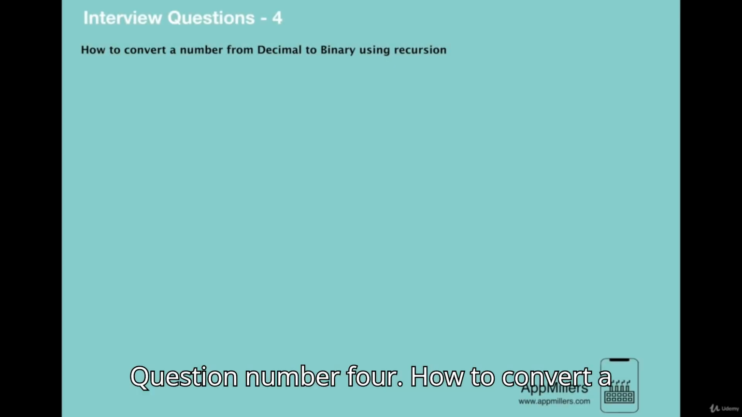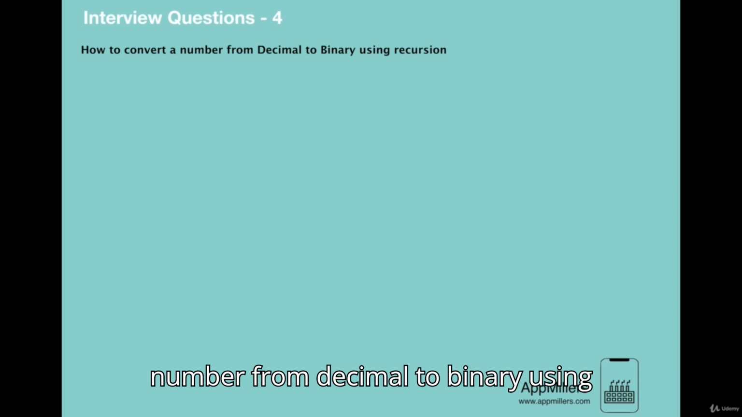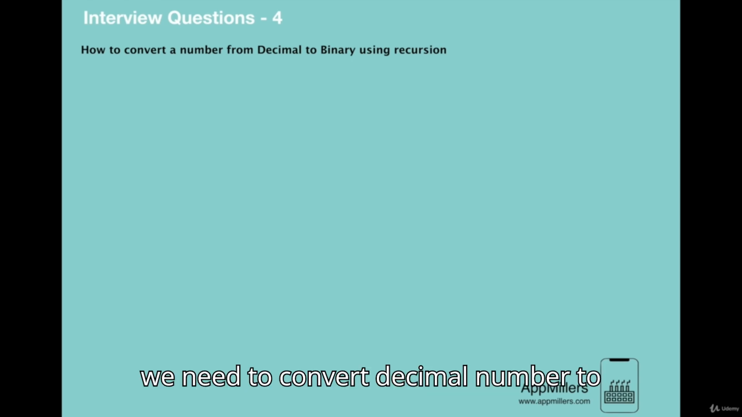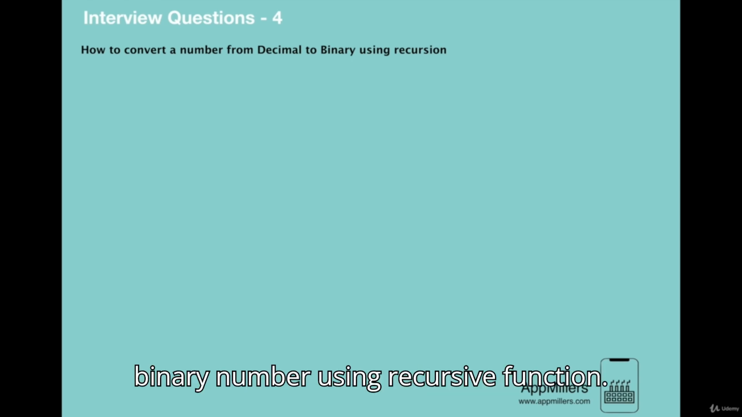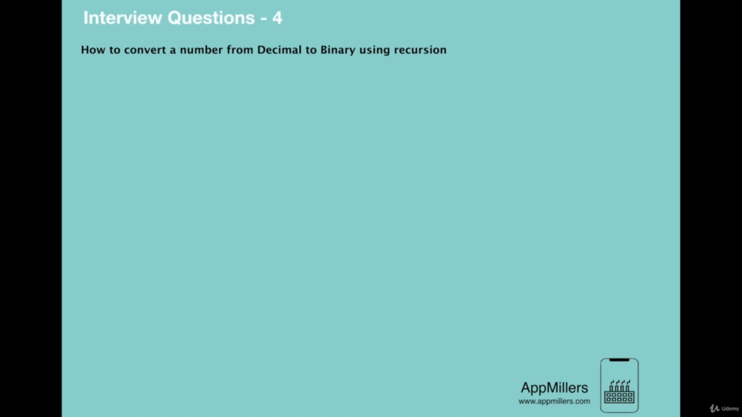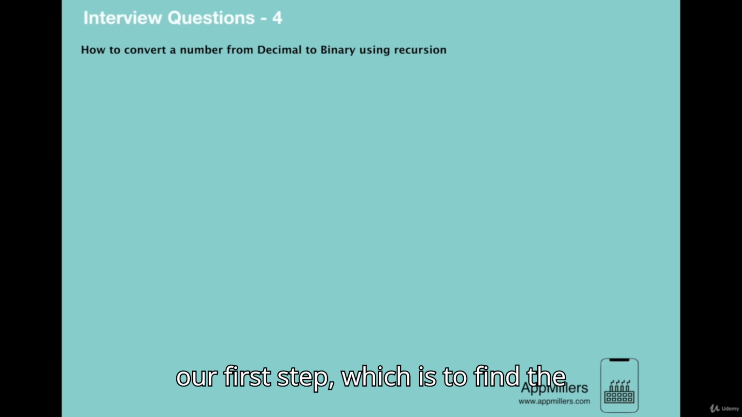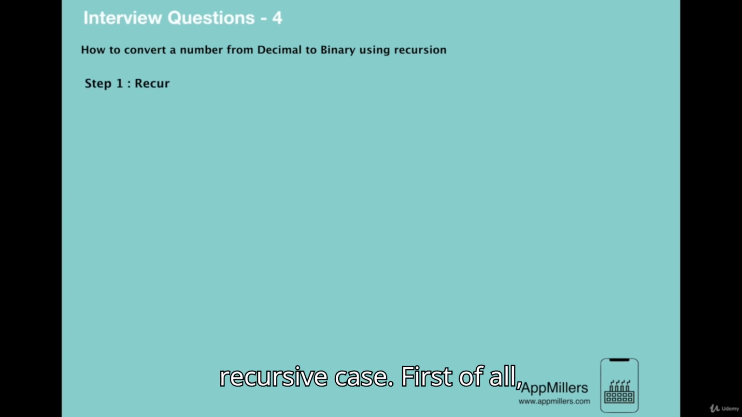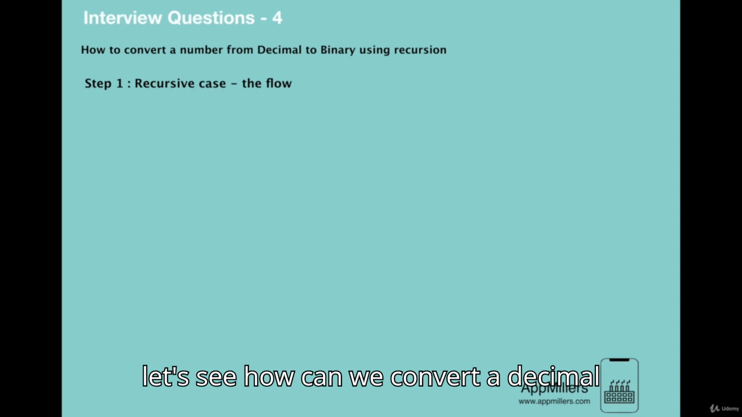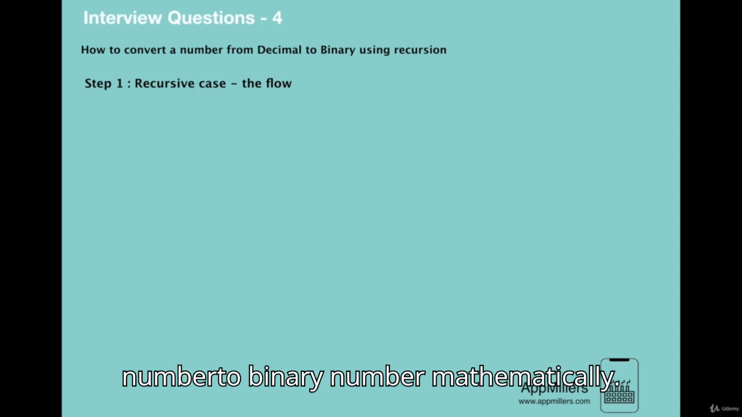Question number 4. How to convert a number from decimal to binary using recursion. In this question, we need to convert decimal number to binary number using recursive function. As always, we need to think about our first step, which is to find the recursive case. First of all, let's see how can we convert a decimal number to binary number mathematically.